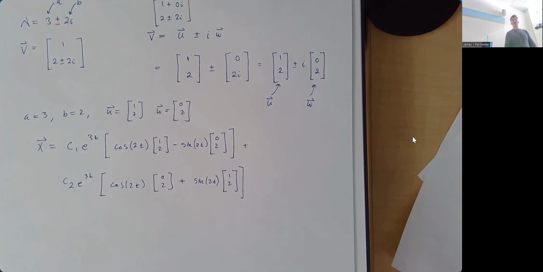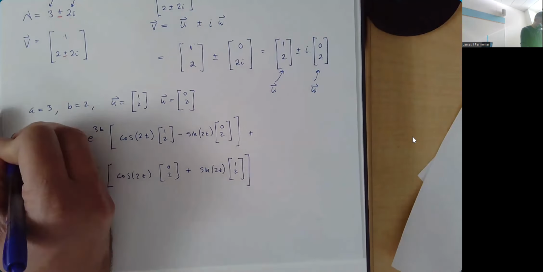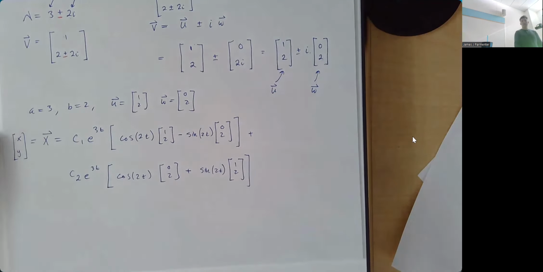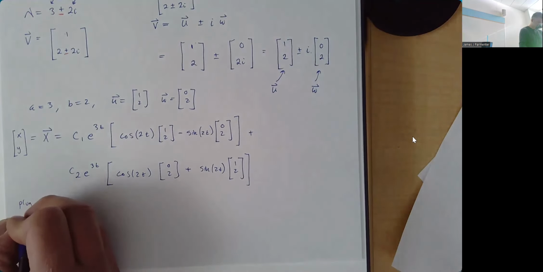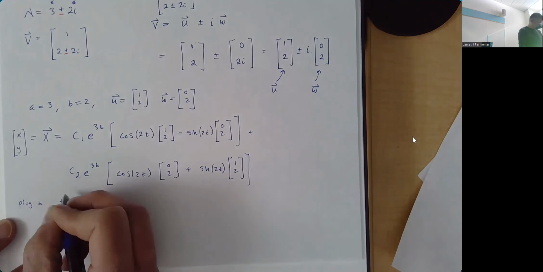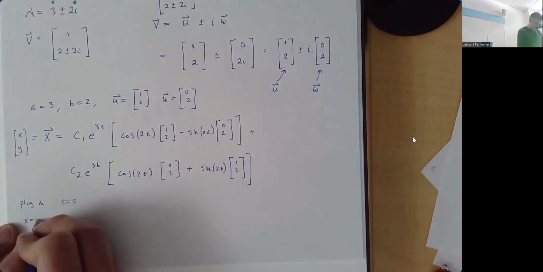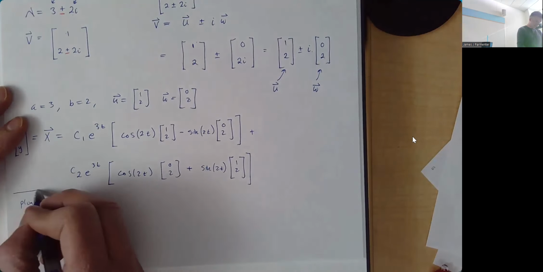So we still have one more thing to do. We still have to find C1 and C2. So what we're going to do is remind ourselves that this X is really what X and Y are both equal to, and we're going to plug in our initial conditions. We're going to plug in t equal to 0. And what dumb things did I choose for X and Y? 4 and negative 6. X equal to 4, y equal to negative 6. Let's see what we get when we do this.